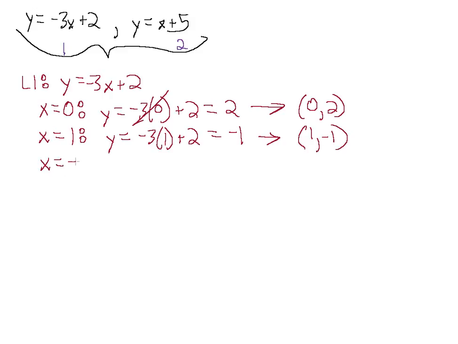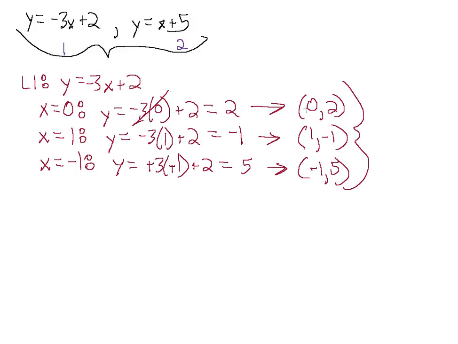And let's go ahead and get where the line crosses on the other side of the y-axis. We'll use x equals minus 1, so we have minus 3 times minus 1 plus 2. We can cancel these two negative signs, so we have 3 times 1 is 3, plus 2 is 5. And our third point is minus 1, 5. Okay, so here are 3 points for line 1. Let's go ahead and find 3 points for line 2.